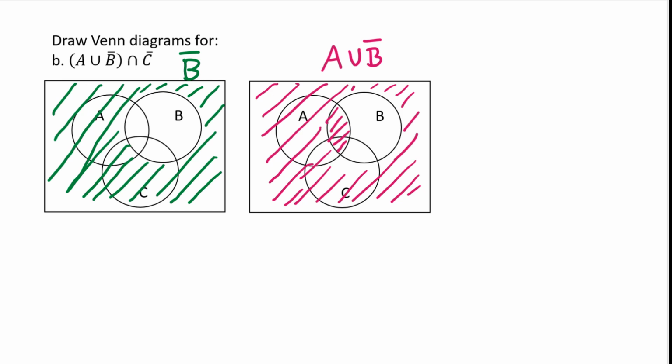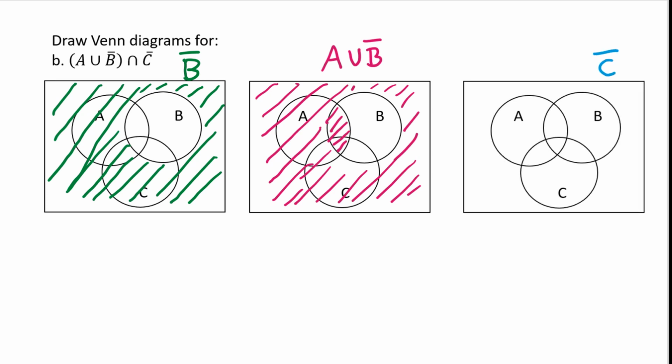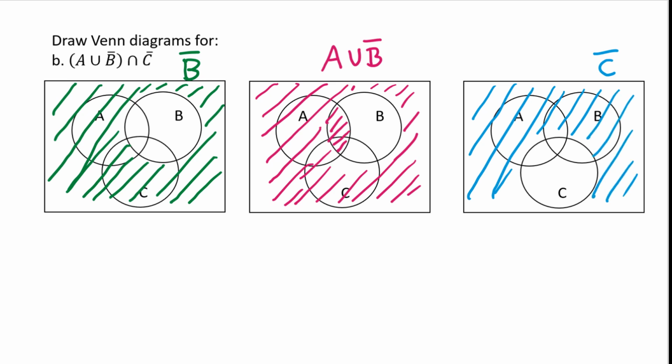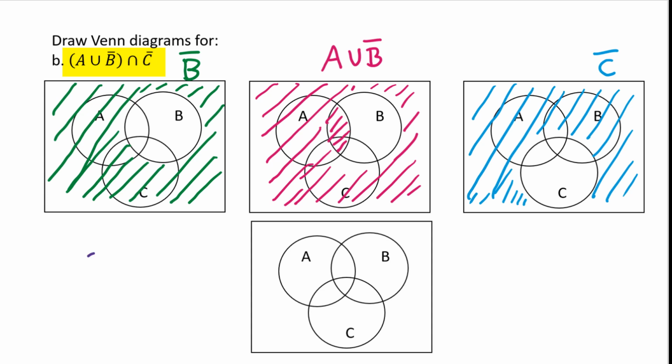Now let's progress on over and try to find the intersection of not C. So looking at not C, let's shade everything that is the negation of C. Now, the final step is to do the A union not B intersect C. So for the last one, I'll do A union not B intersect C.